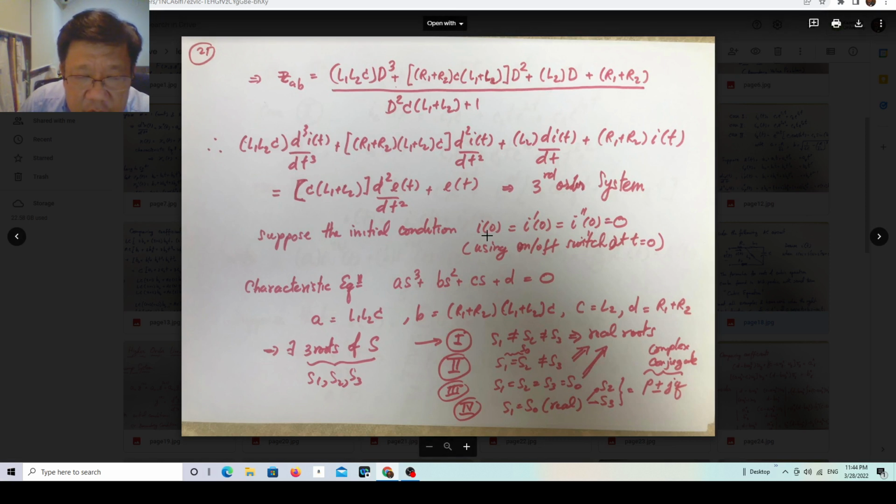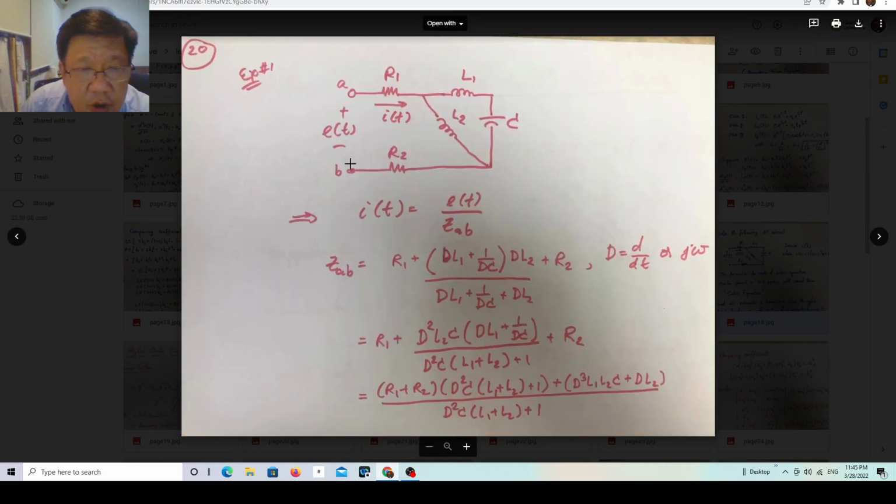So we're going to assume that you have I evaluated at time 0 equal to the first order of I evaluated at time 0, equal to the second order of I evaluated at 0. And why do we set up like this? It's the same logic that we used before, that we're using an on-off switch at time t equal to 0 on this circuit.